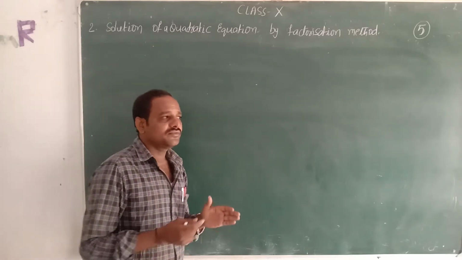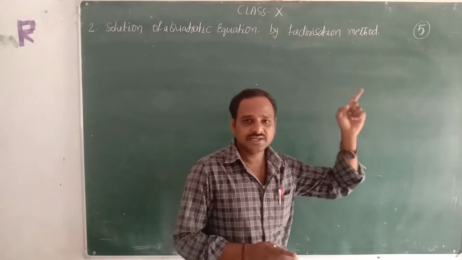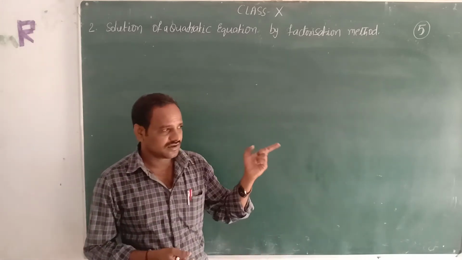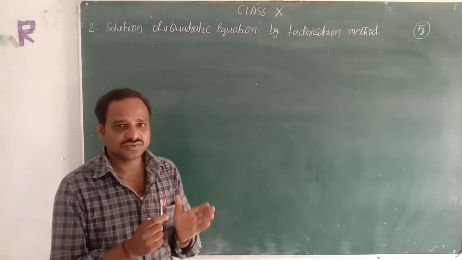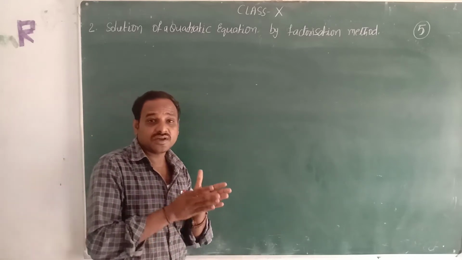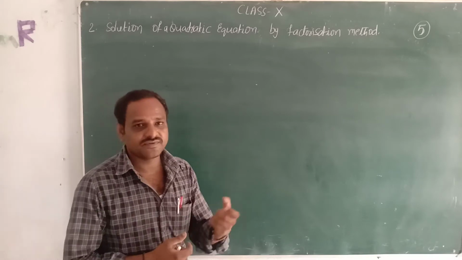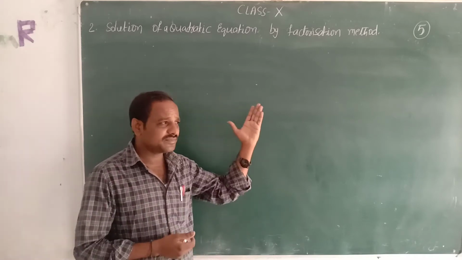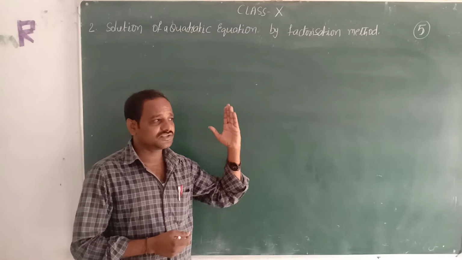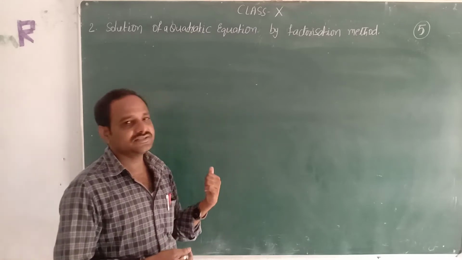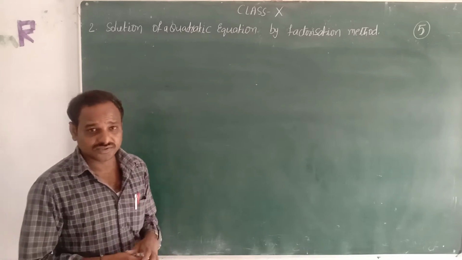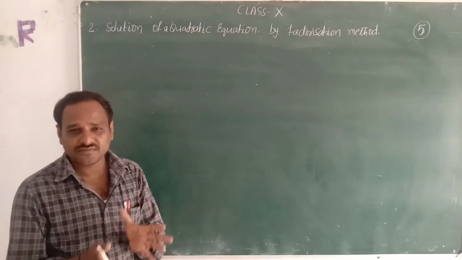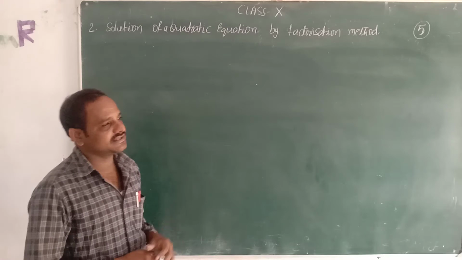So already we did the factorization method in our previous classes, in the polynomials chapter. Am I right? So we know how to find the zeros of a quadratic polynomial by using the factorization method. In that chapter we called them zeros, but in this one we call them roots. Roots mean nothing but the value of x by using the factorization method.